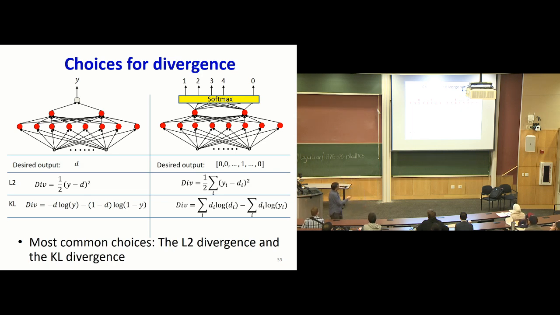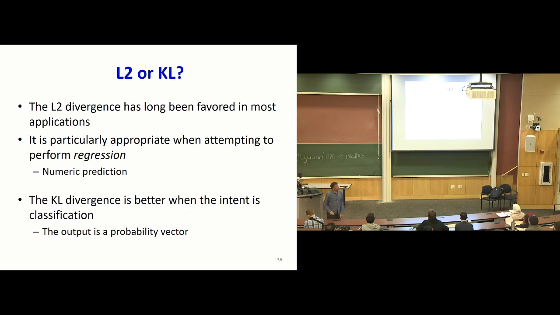So again, this is the L2 divergence over multiple outputs, single output. This is the KL divergence over multiple outputs. This is over a single output. The Kullback-Leibler divergence is the same as the cross entropy with an extra term, which doesn't matter. So now consider a single perceptron, right?